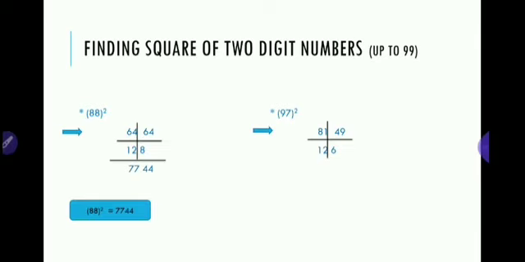Write 6 below 4 and 12 below 81. Make the addition. 9 plus 0 is 9, 4 plus 6 is 10, carry 1. So 1 plus 2 plus 1 is 4, 8 plus 1 is 9. So the square of 97 will be 9409.